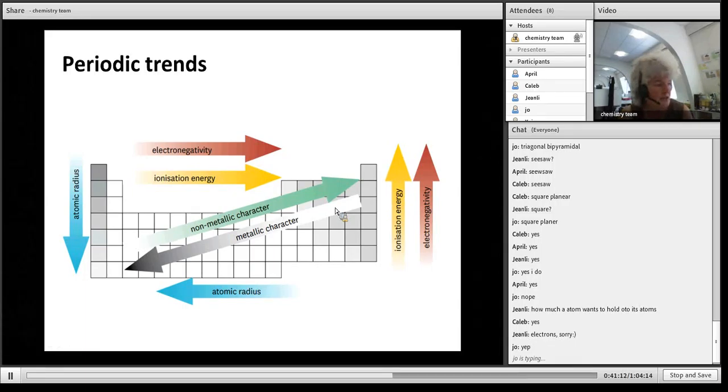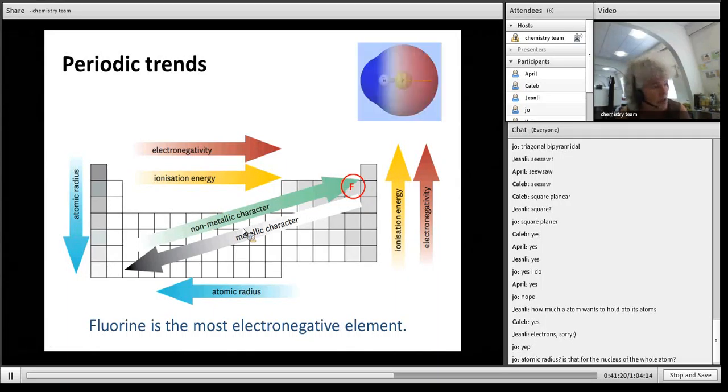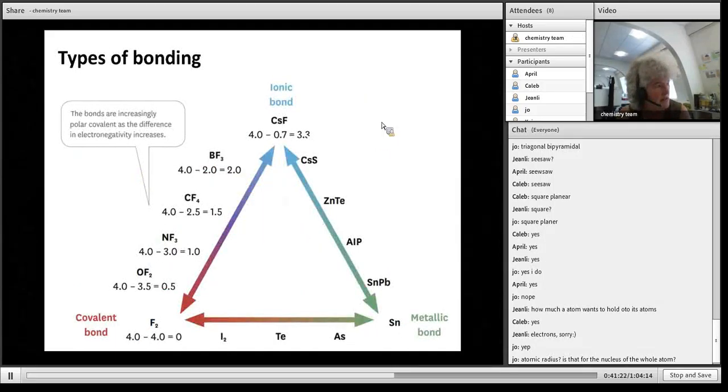So fluorine is the most electronegative, so that's the easiest one to remember. And then you've got your HF. Now, don't worry about this. I've got it in your book about the unequal sharing. The more unequal it is, the more ionic it becomes.